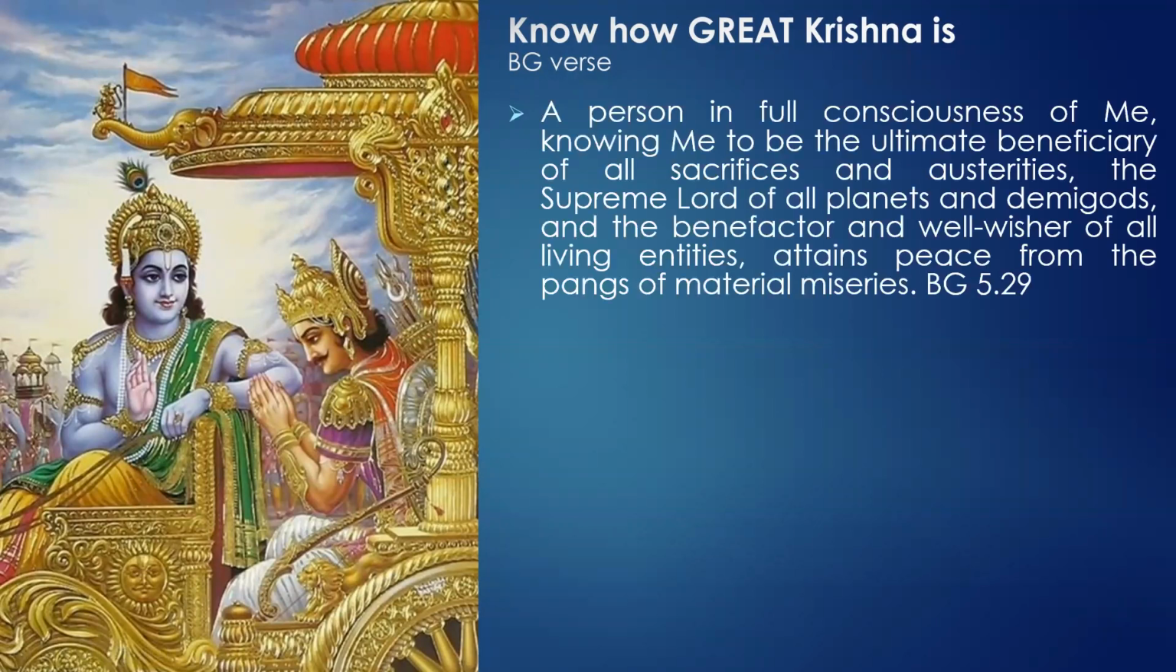So this is the 5.29th verse, Bhoktaram Yajna Tapasam Sarvaloka Maheshwaram. A person in full consciousness of me, knowing me to be the ultimate beneficiary of all sacrifices and austerities, the supreme lord of all planets and demigods, the benefactor and well-wisher of all living entities, attains peace from the pangs of material miseries. Anyone who has not answered so far, please try.